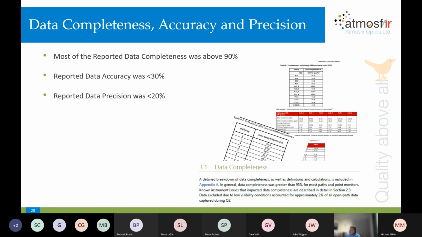So what we see in the last 3 quarters is that the reported data completeness of most of the systems stands above 90%. There are here and there a few problems, where this path or that path was just 70%, but overall the majority stand at 90% availability. The reported data accuracy that was checked at least once every quarter was below 30%, and the precision was below 20%.